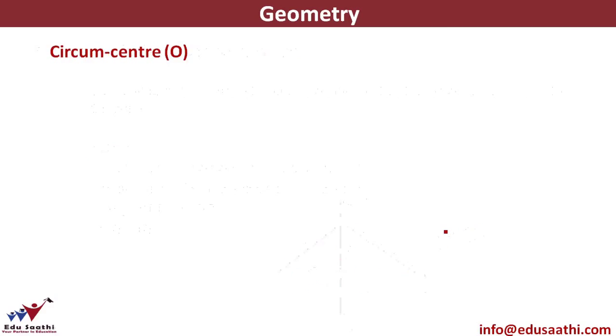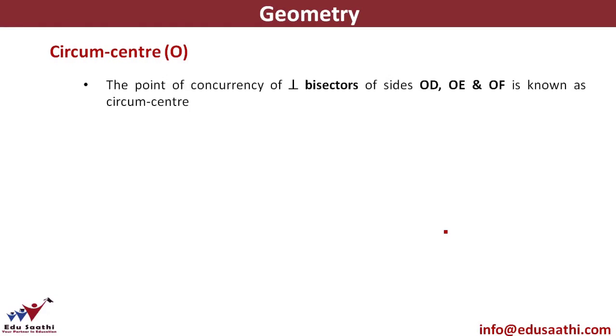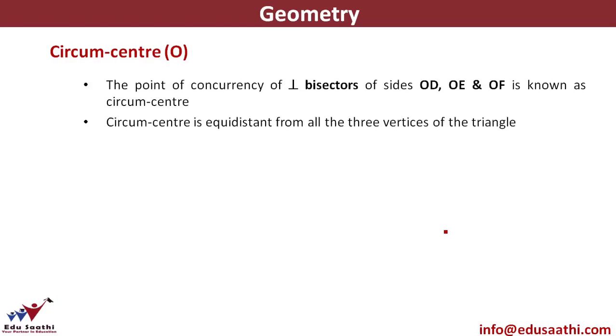Since I have three sides of the triangle, for all the three sides, I can draw perpendicular bisectors. All the perpendicular bisectors of the triangle will be concurrent at a point which is known as the circumcenter. So, the circumcenter is the point where all the perpendicular bisectors meet. And the circumcenter, therefore, would be equidistant from all the three vertices of the triangle.